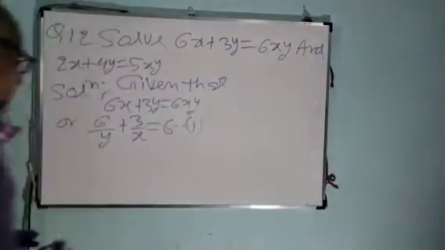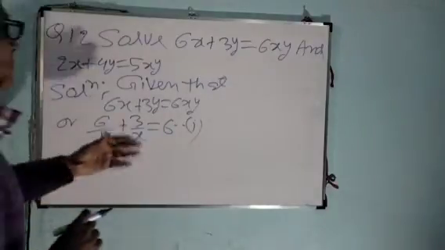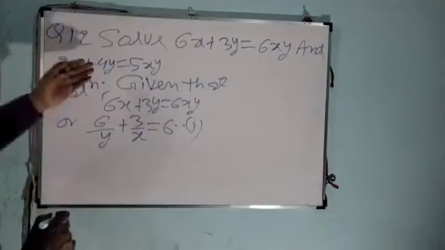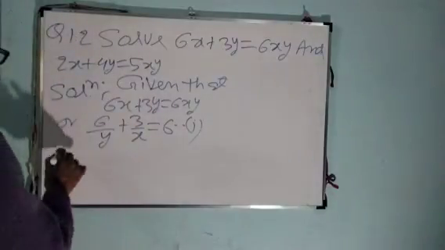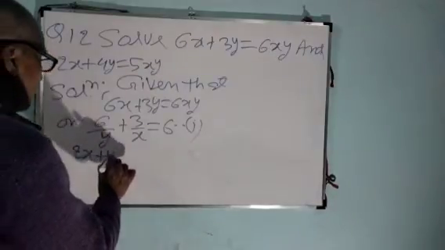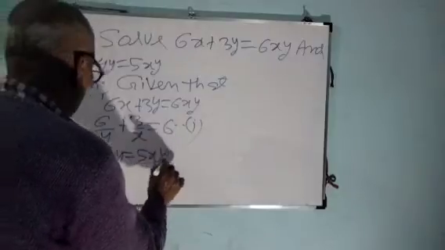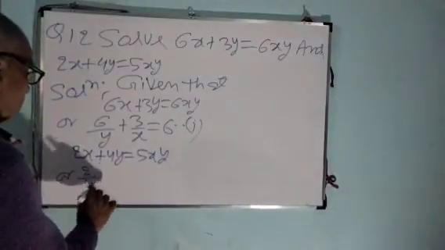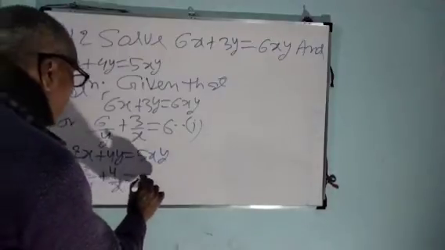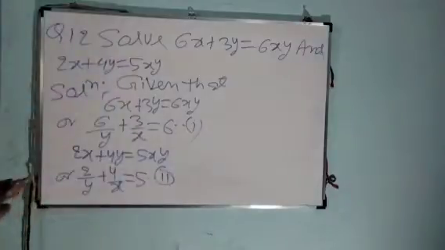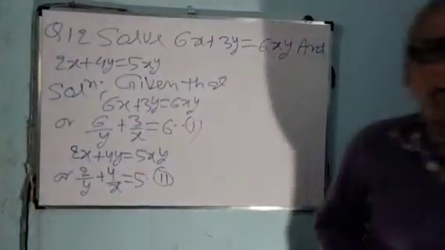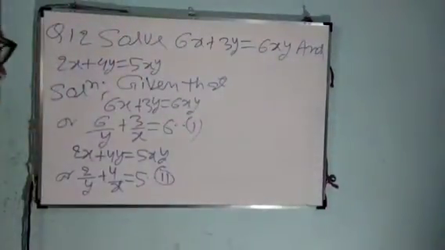This is equation 1. We do the same with the second equation. 2x plus 4y is equal to 5xy, or 2 by y plus 4 by x is equal to 5. This is equation 2. Now we have to solve the equations, that is, obtain the values of x and y. Here no particular method is asked, so we can adopt any method. We adopt the elimination method.